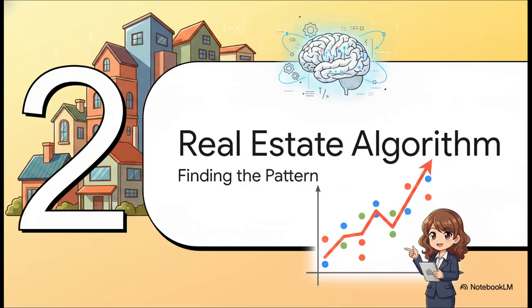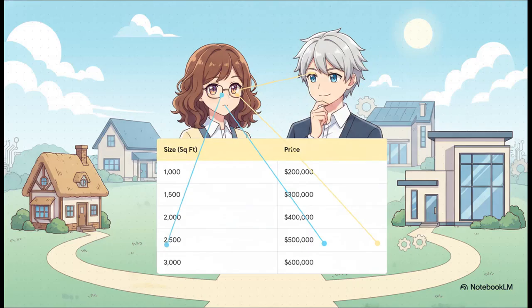Section 2, the real estate algorithm, finding the pattern. Let's ground all this theory with a super simple scenario. Imagine you're a real estate agent, and your goal is to predict house prices based solely on their square footage. You go out, collect data from 5 recently sold houses, and create a simple table of sizes and prices.